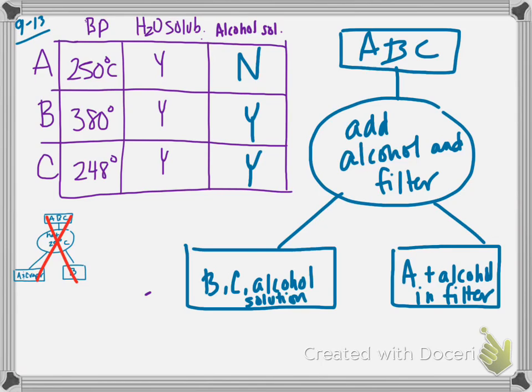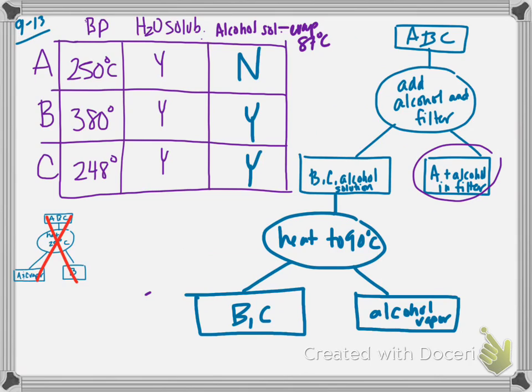So we're essentially done with A. We've got A separated. How would we separate B and C? This is going to be a two-step process, I'm warning you. Okay, so if we heat this to 90, now we have B and C by themselves. We have alcohol vapor. Now we're still going to have to separate B from C. But that's not so bad.